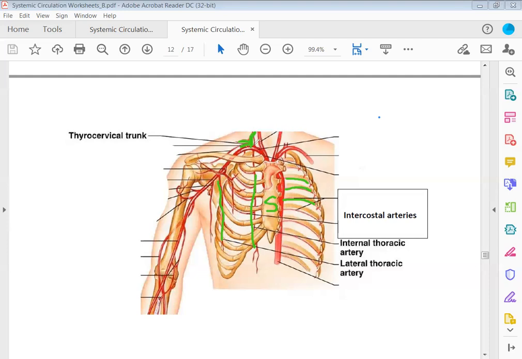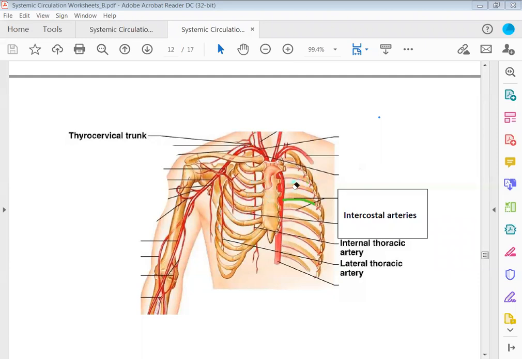Okay. So again, coming off your brachiocephalic trunk, you have this 3-branched trunk here. That's your thyrocervical trunk. You have these arteries here coming just underneath each rib. Those are going to be your intercostal arteries. Remember, inter means between, and costal refers to the ribs. So intercostal arteries are going to be between the ribs. And the S here stands for your sternum. So just on the other side of the sternum here, we have this artery. This artery is going to be our internal thoracic artery. And this one over here is going to be our external thoracic artery.